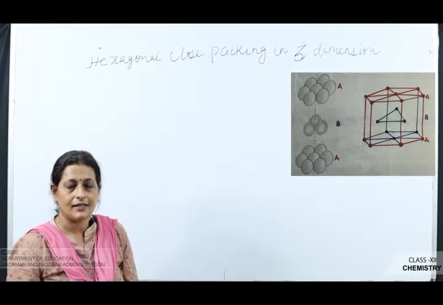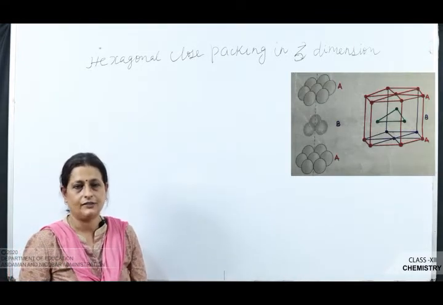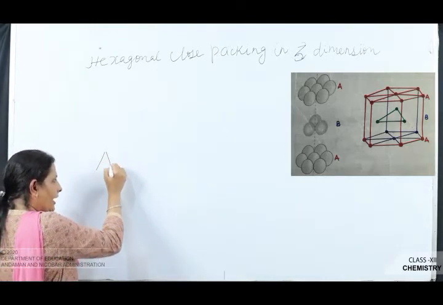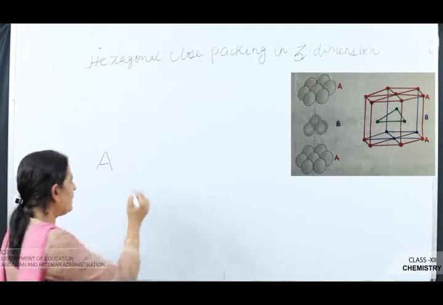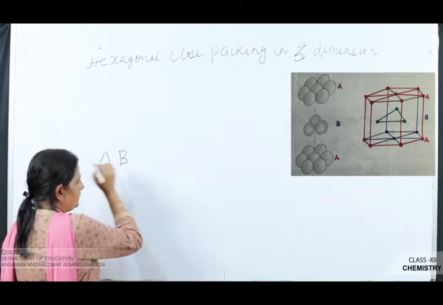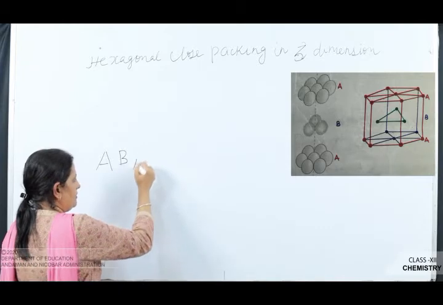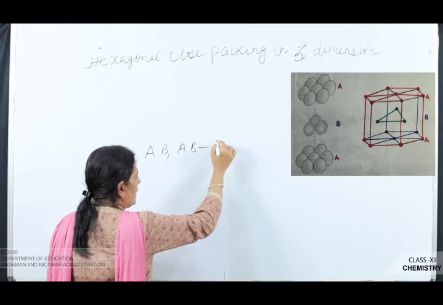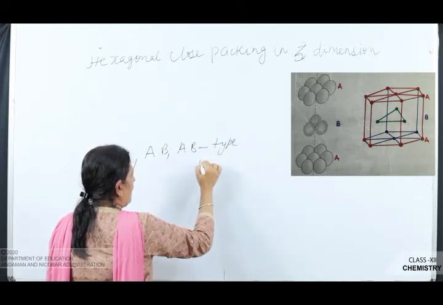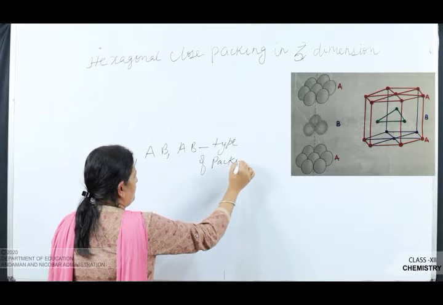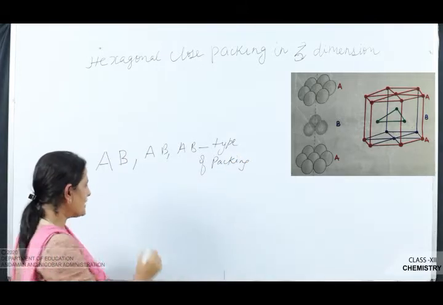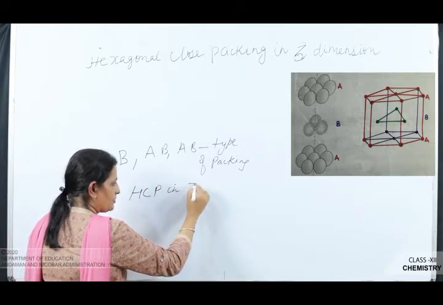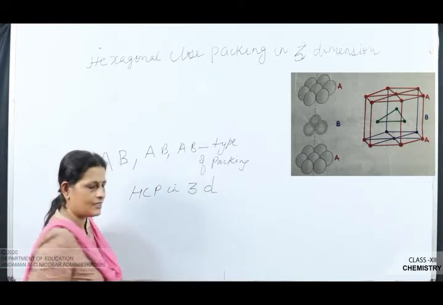So when the third layer is arranged in the tetrahedral voids of the second layer, the third layer becomes identical to the first layer. So we will name it as what? A. The fourth layer will become identical to what? The second layer. So we will call it as what? AB. So this AB type is being repeated. So this is known as AB type of packing. And what is the name given to AB type of packing in 2 dimension? We call it hexagonal close packing in 2 dimensions. So here we call it as what? 3 dimension. Is it clear?